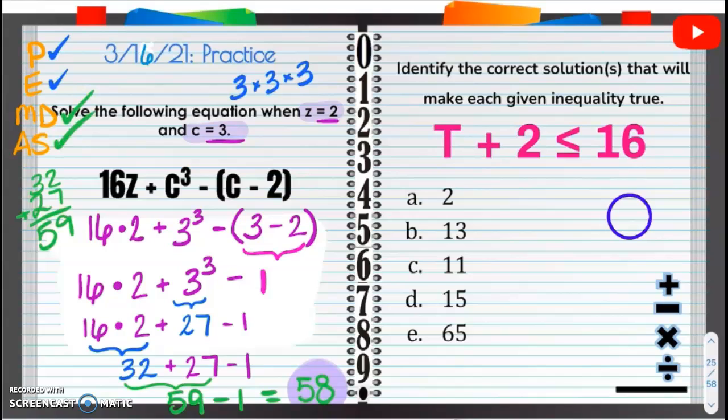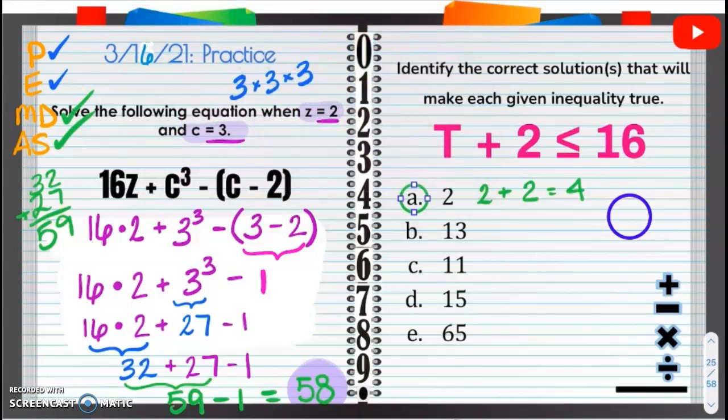So we're going to identify the correct solution or solutions that will make this inequality true. So, A, if that t equals 2, that would mean 2 plus 2. I'm just going to substitute this in for that t. 2 plus 2, that equals 4. Is 4 less than or equal to 16? Yeah, it's less than that. So A can be an answer.